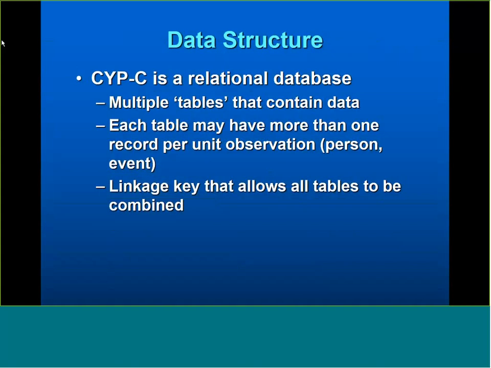The reason that this happens is that each table may actually have more than 1 record per unit of observation. So ideally in the database, we would not have more than 1 person in the person table. Each person is only represented once in the person table.